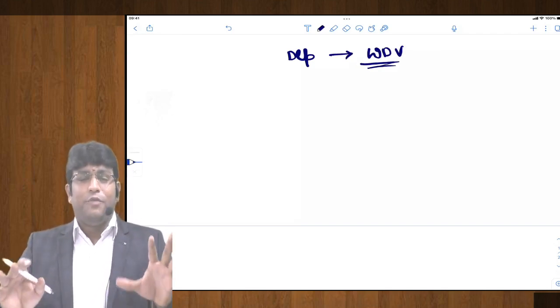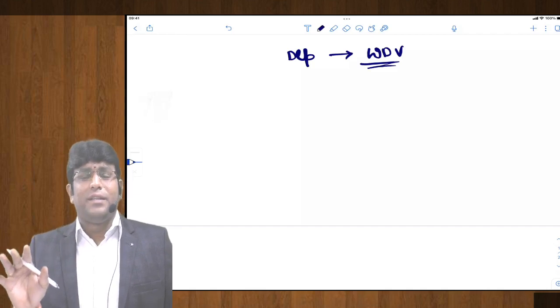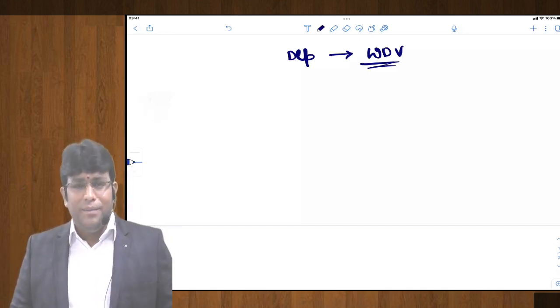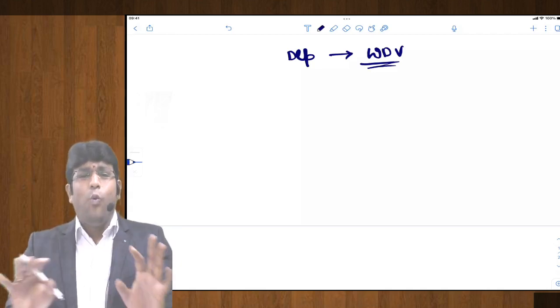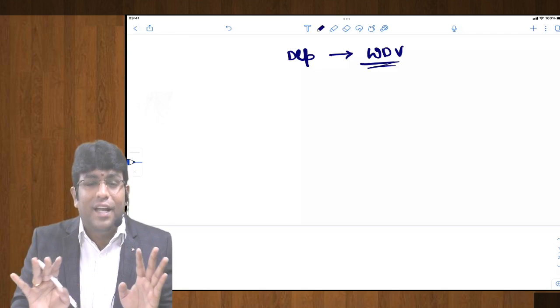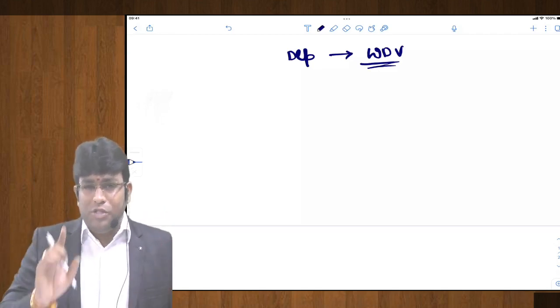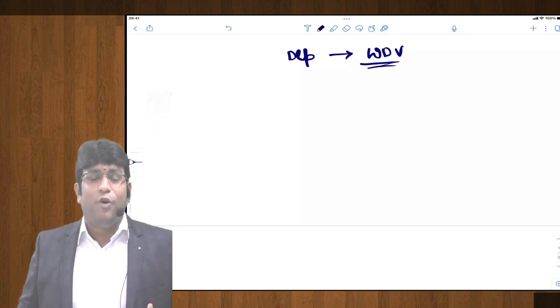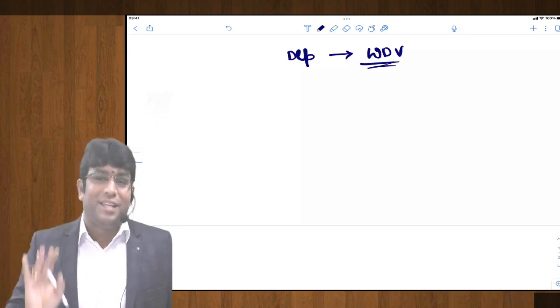In your accounting, in your foundation, you would have heard different methods to calculate depreciation, something like straight line method, WDV method, sum of digit method, whatever method you have seen. But income tax says, we are not concerned with all of them, we are concerned only with one method, that is WDV, which stands for written down value method.